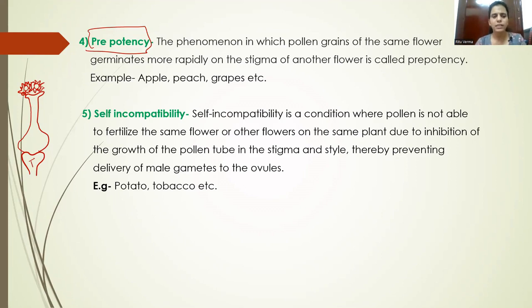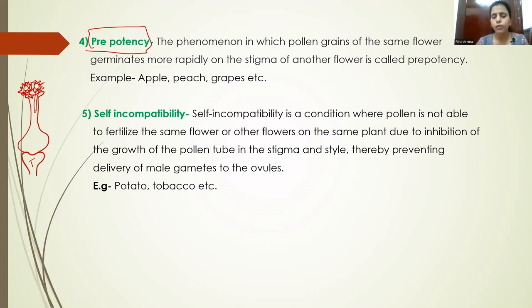So what happens is, if the pollen grain of the same flower falls on the stigma, the stigma will notice that, and it will not allow the germination of its own pollen grain. And if by chance a pollen grain from another flower falls on the stigma, it can easily notice that, and it will allow the germination of the pollen grain and help in the formation of the pollen tube.